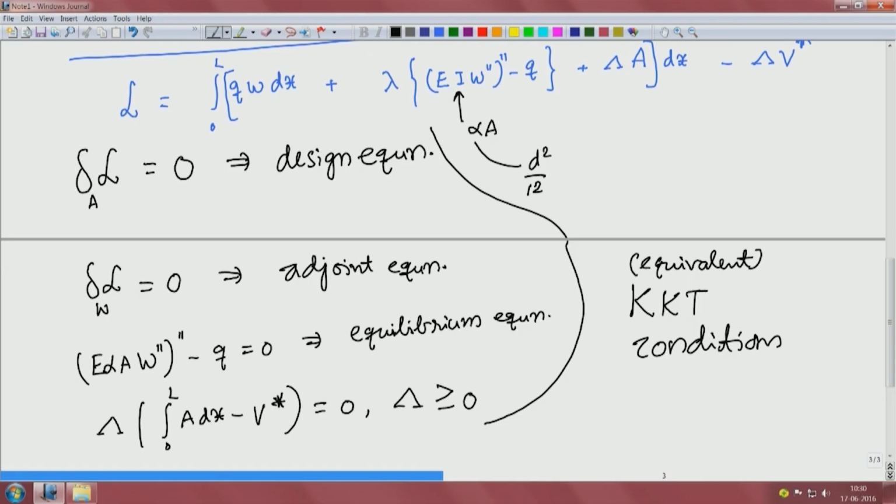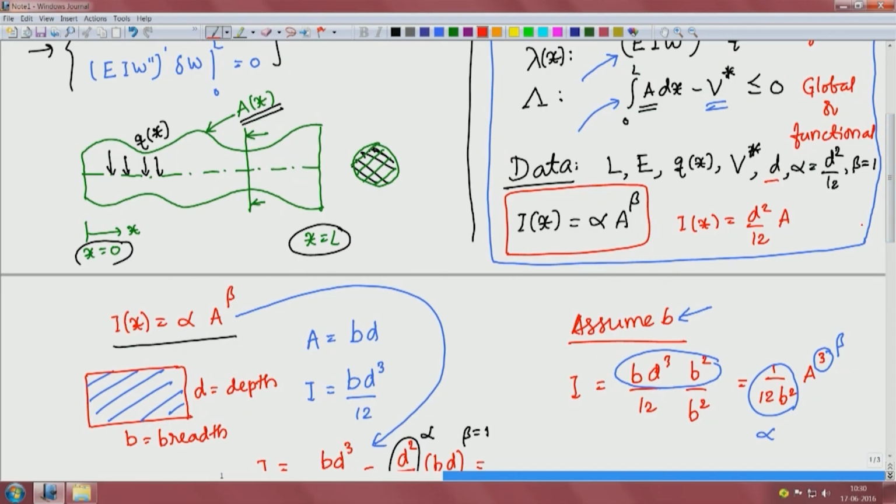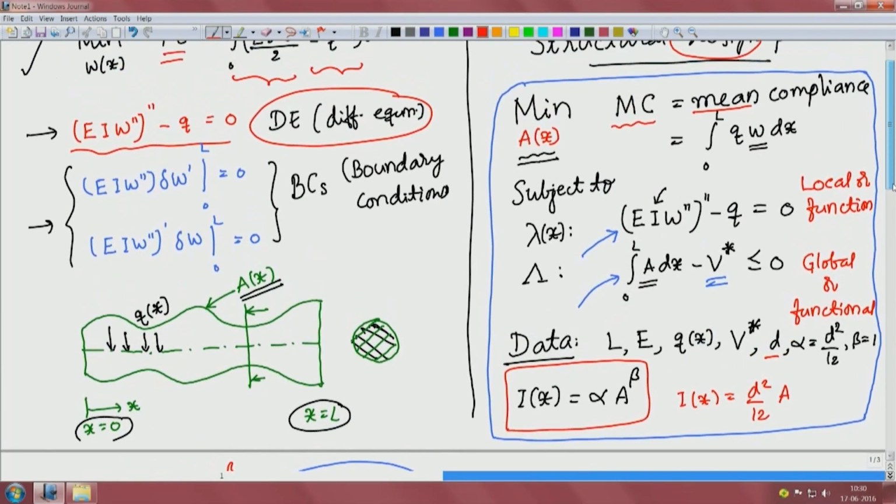So, again we should always count the number of unknowns and equations to see if we have enough equations to solve for those unknowns. The unknowns are, we do not know A of x, that is our design variable. We also do not know w of x, we do not know lambda of x, and we do not know this uppercase lambda over here. So, in fact, you have to look at all the variables that are in the problem statement and then see what is in the data; whatever is not in the data, we should say that that is our design variable.